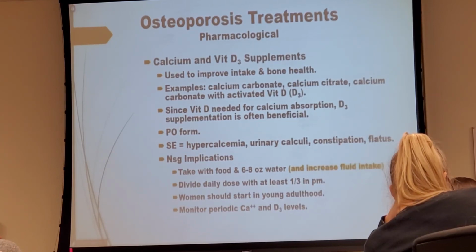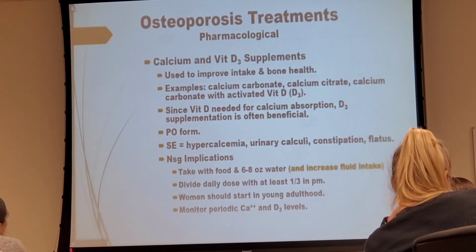There are types, and it has examples of what kind. They need vitamin D to help with their calcium absorption, so it's often good to give those together. PO forms have side effects: hypercalcemia, urinary calculi, constipation, and flatus. They need to take it with food and a full glass of water, and they also need to increase their fluid intake. Why do they need to increase their fluid intake, Tombola?